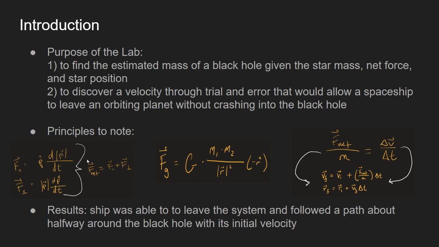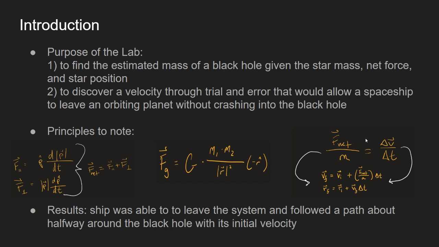Some principles I used in this lab was actually splitting the net force into its parallel and perpendicular components, in which the parallel component has p hat times the change in magnitude of p over the change in time. And then the perpendicular component is the magnitude of momentum times the change in p hat over the change in time. We also use the force of gravity in this lab. So we have the big G universal constant times the mass 1 times mass 2 on top, divided by the distance squared. And then we also multiply that by the negative direction of the r vector.